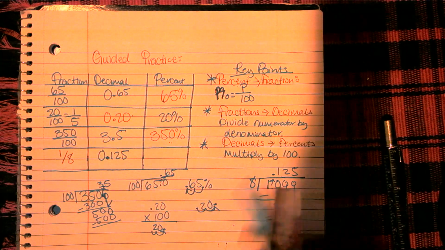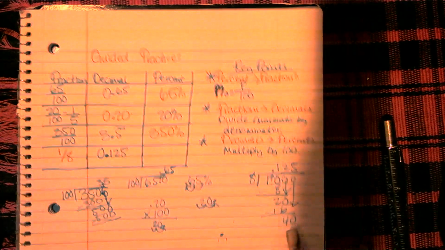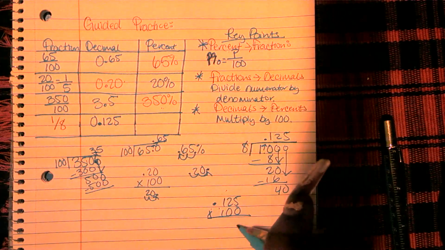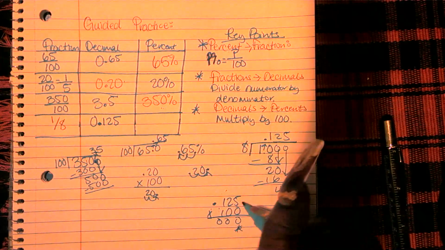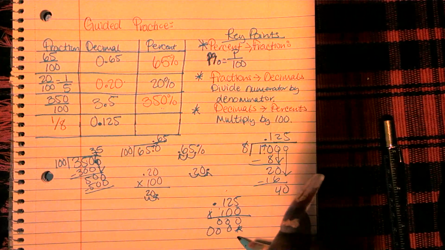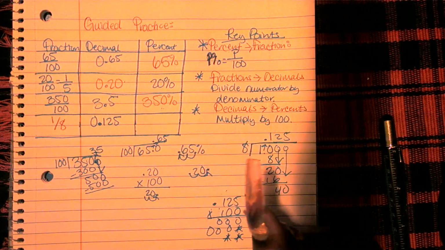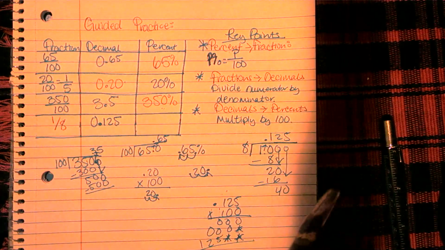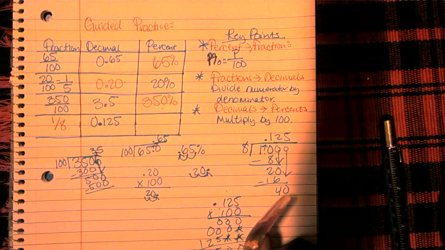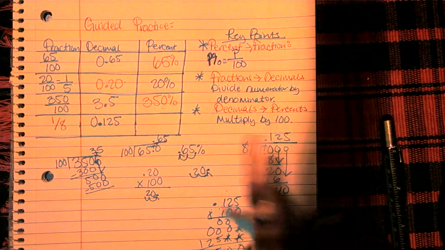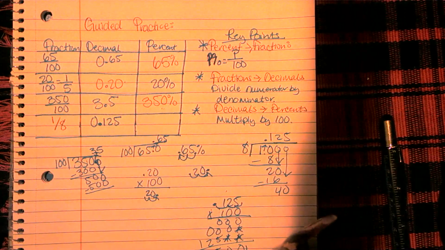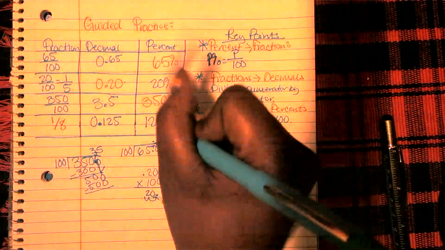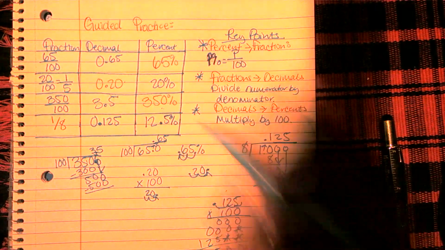And of course, if I want to multiply this 0.125 times 100, I could simply go ahead and go through the whole math situation. And of course, I'm going to swoop 3 times. 1, 2, 3. So my percentage would be 12.5%.